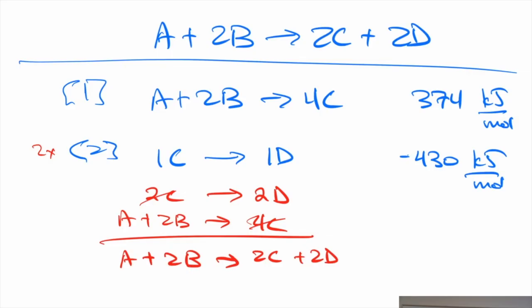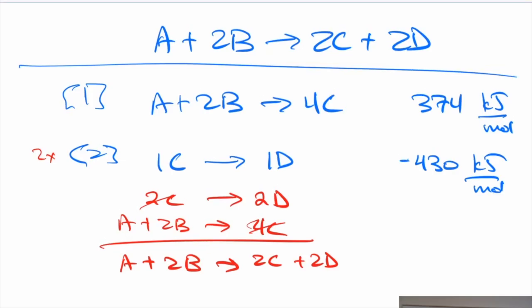So if I do the same thing with the delta G's, the one that I multiplied by 2 would be minus 860. And this one is 374. So that should be your answer. What is that? 486. 486. Negative. Is that the right answer? There you go. Ta-da!